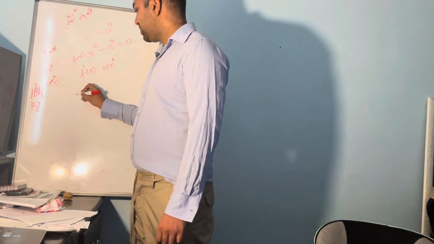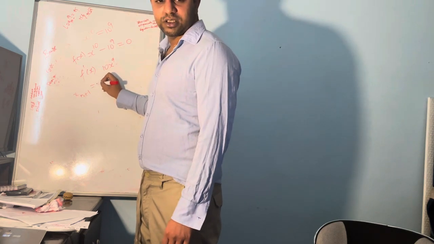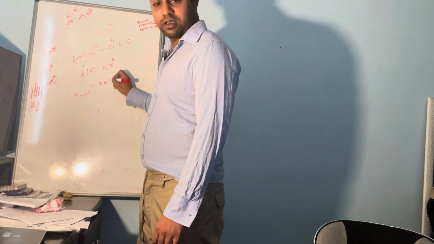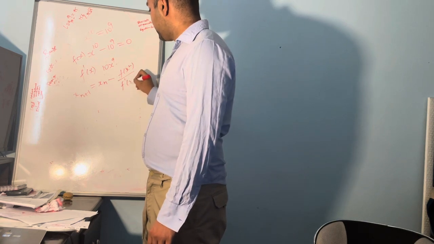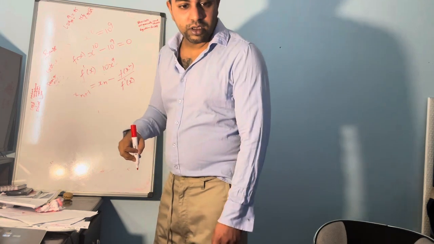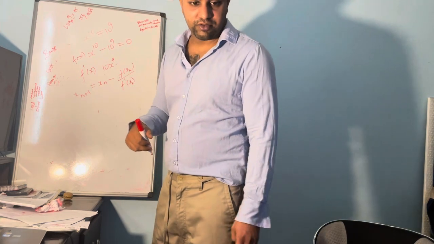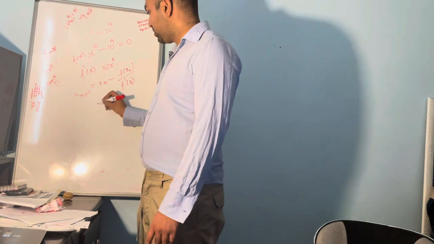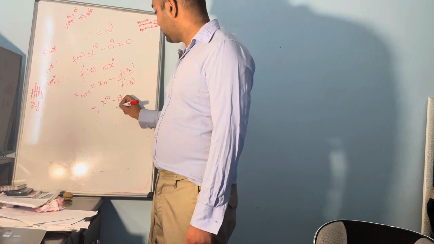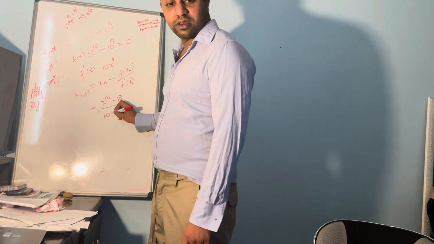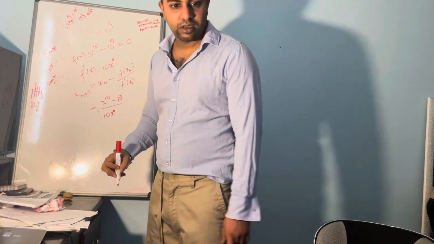And so the Newton-Raphson method is x_{n+1} equals x_n minus f(x_n) over the derivative f'(x_n), the derivative at the nth x. So when we write the equation, we get x^10 minus 10^9 over 10^10 over 10, the derivative, which is 10x^9.